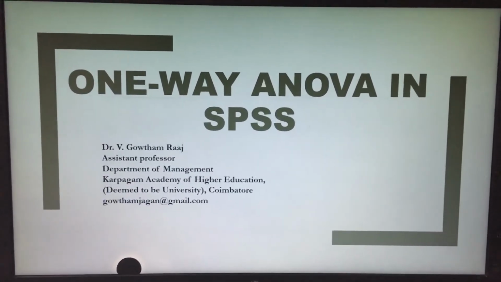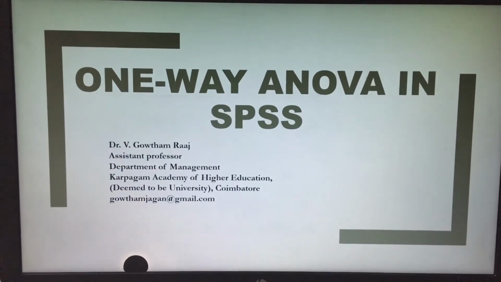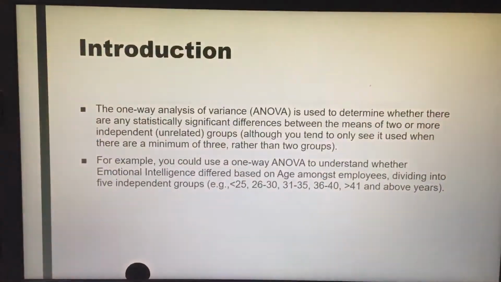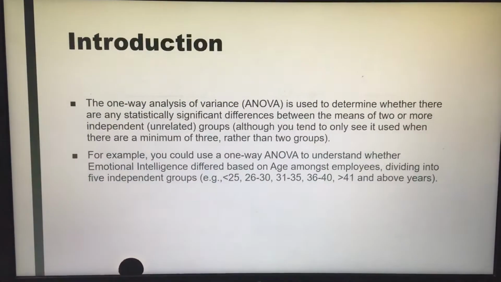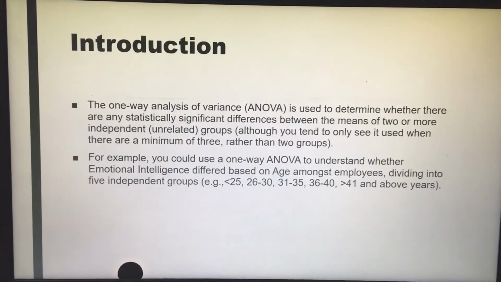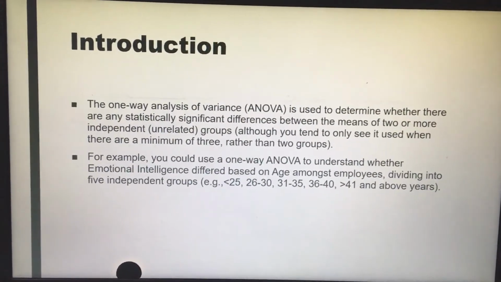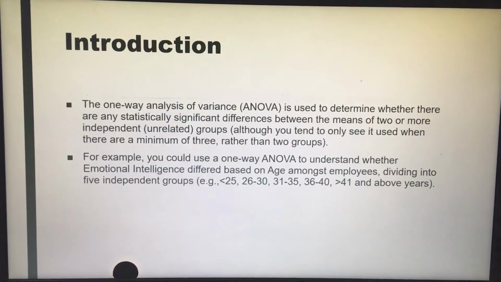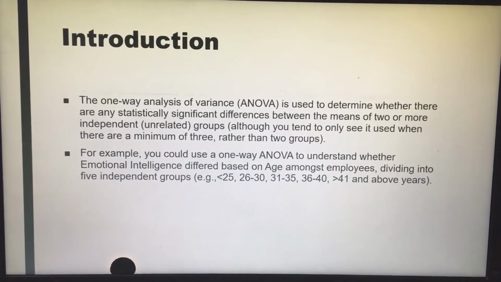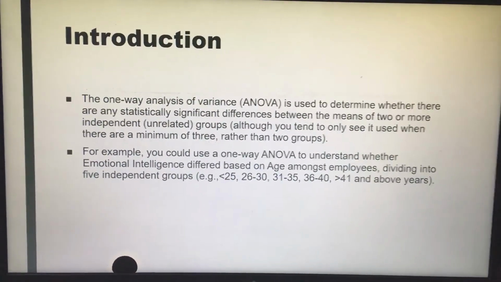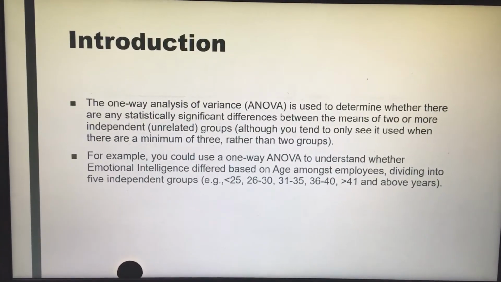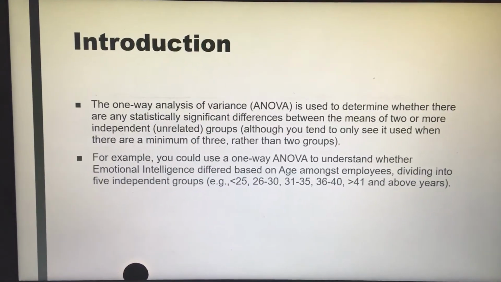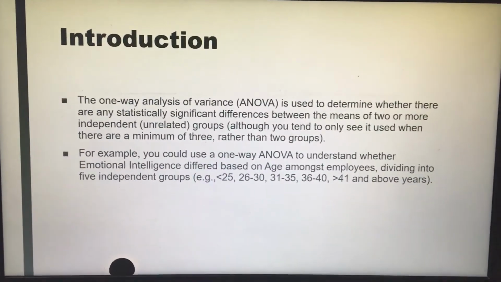Today we're going to see One-Way ANOVA in SPSS. So let us get into the introduction part. What is ANOVA? In expansion, it is called analysis of variance. It is used to determine whether there is any statistically significant difference between the means of two or more independent, unrelated groups. In the previous video we saw the t-test. So this is all about ANOVA.